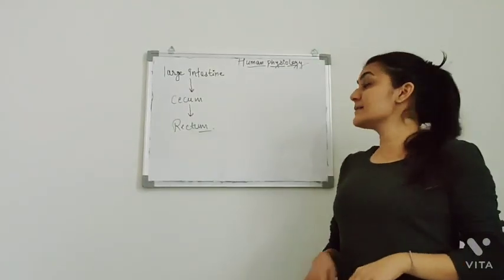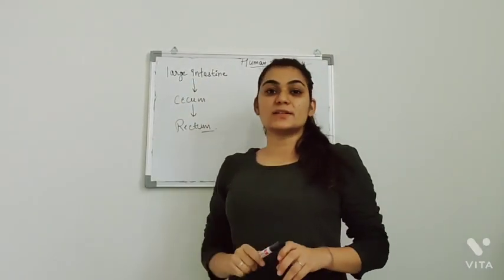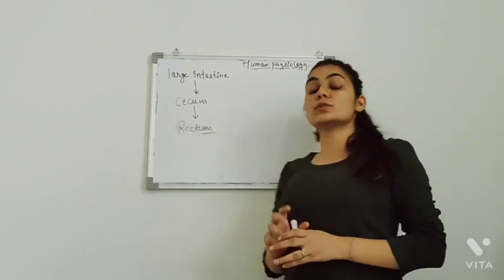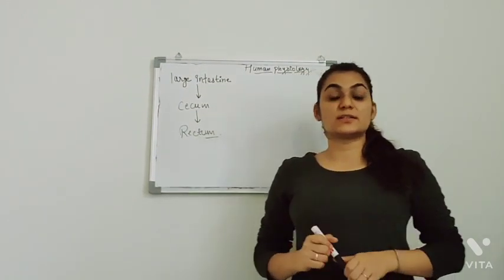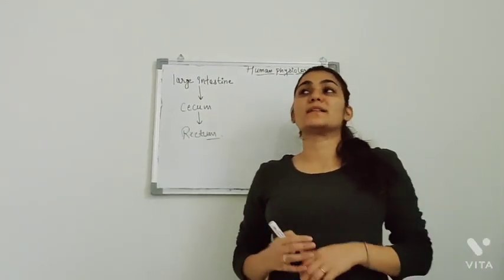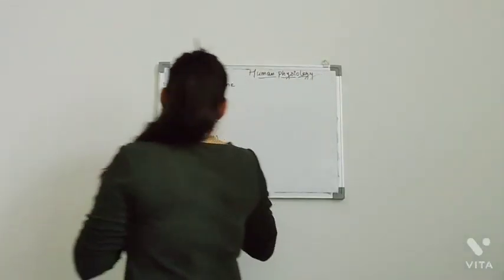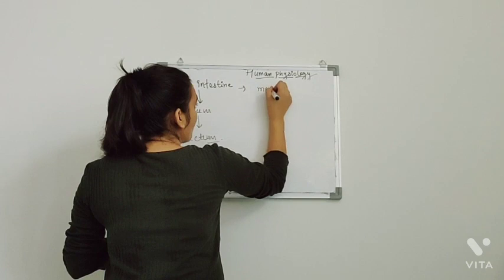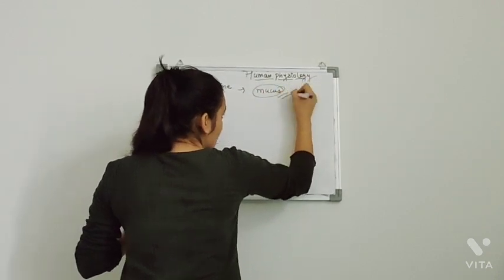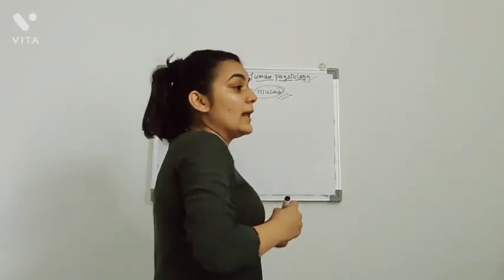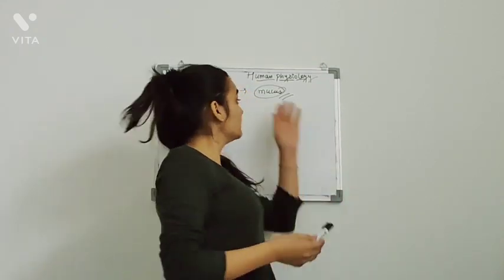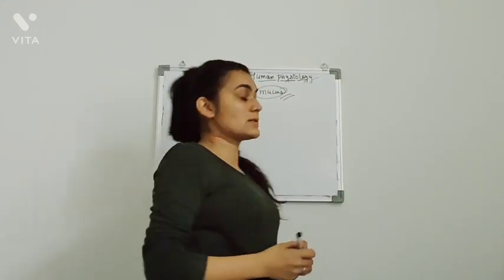Now after the small intestine, the food enters into the large intestine. Then we can say that there is no specific digestion occurring in the large intestine. Only absorption of water and some minerals occurs in this. But in the large intestine there is also secretion of mucus. Why? Because it helps in the lubrication of feces for easy passage.